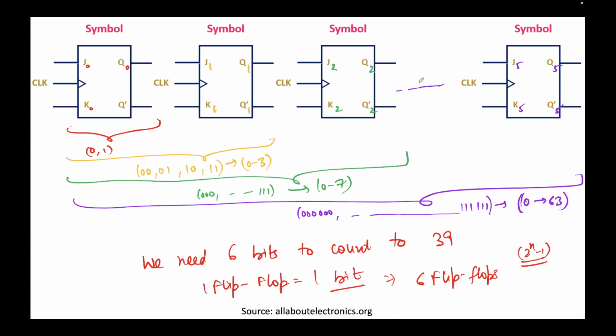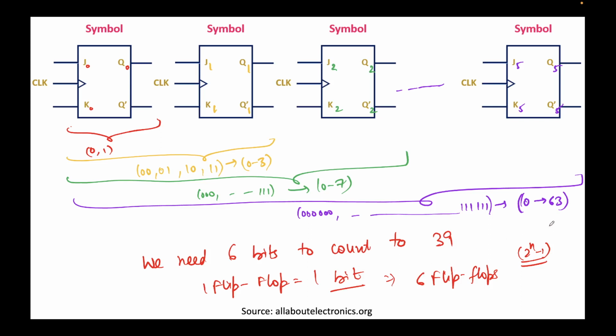I've not shown the middle ones, but there are 2 more, J3 and so on up to 5. All right, that's what we mean when you require to count to 39, because it's a mod 40 counter. You go up to 39. To go to 39, you require 6 bits to express in binary, and 1 bit is 1 flip-flop. Hence, you require 6 flip-flops.